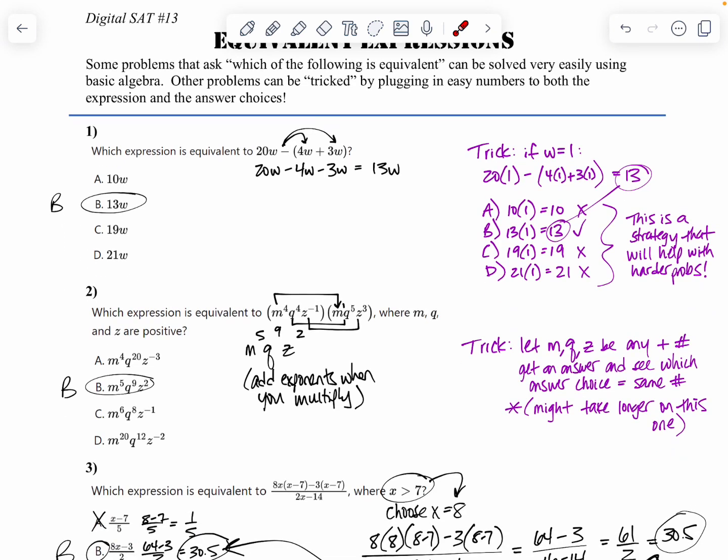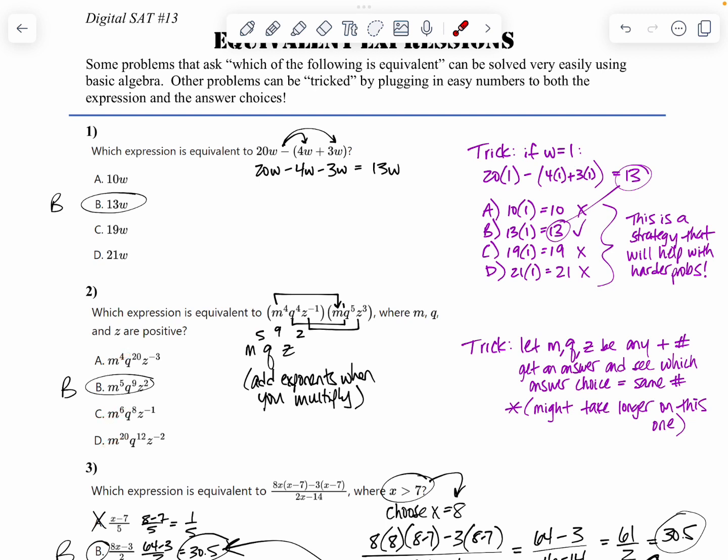Number 2 is a pretty complex algebra problem because we have a lot of different variables and a lot of different exponents and a negative exponent, which I know we all hate. But all I'm going to do algebraically, if I'm okay with algebra, is take m to the 4th times another m, which means there are 5 m's total. And look, right away, I know my answer.